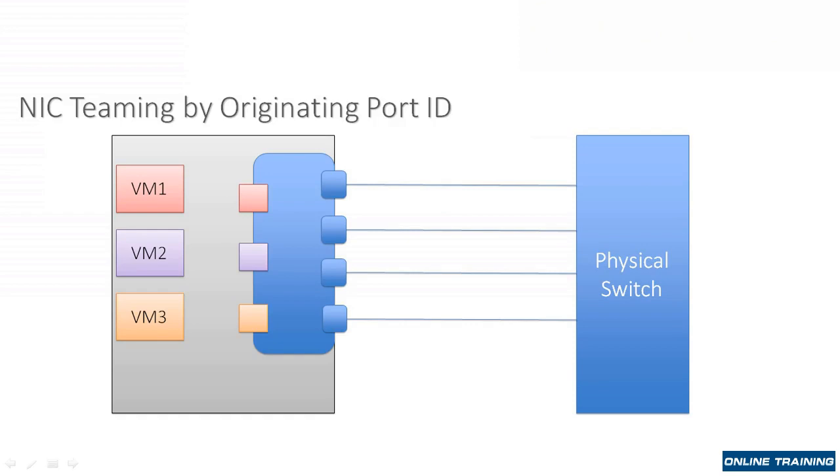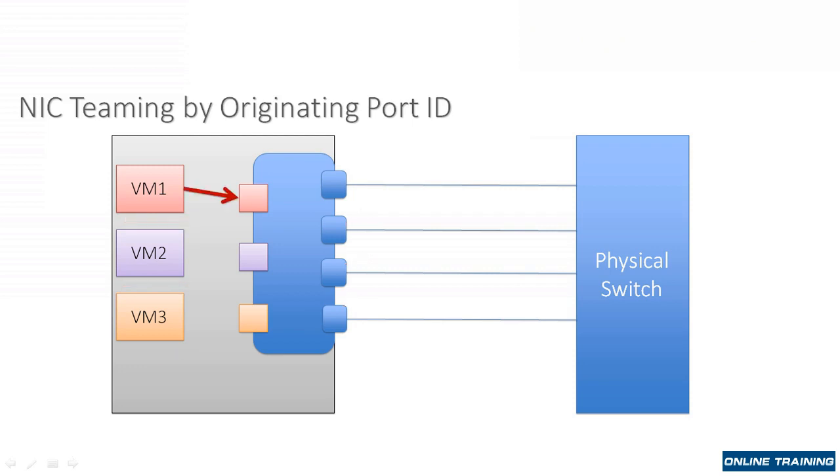So our first policy is called NIC teaming by originating virtual port ID. And by the way, this is the default option for a virtual switch. So what we have here is a virtual switch with 1, 2, 3, 4 VMnics, 4 physical adapters, and I've got 3 virtual machines. My 3 virtual machines are all going to be generating some network traffic, and I want to equally distribute that traffic across these 4 physical adapters, these 4 VMnics.